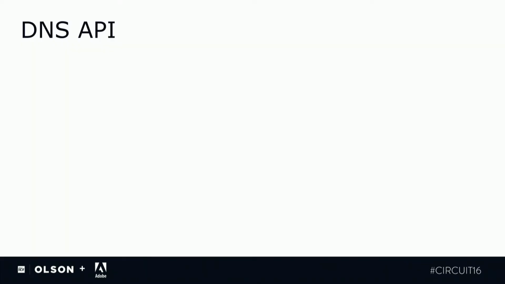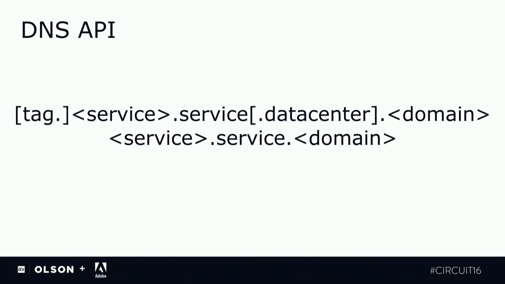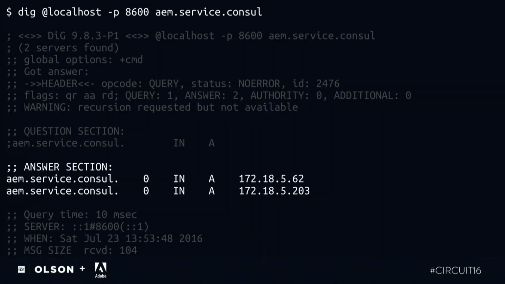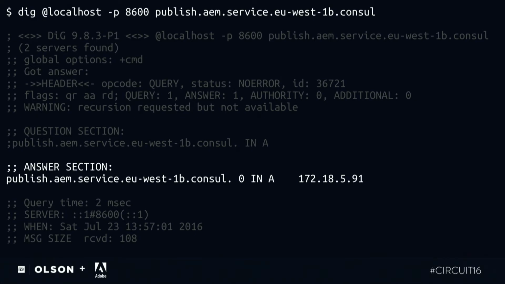The more interesting part of Consul is its DNS API, which has a pattern of a domain name that you can use to start searching for various services. It may look quite complicated, but in fact, it's really simple. Here's a more simplified version. You just send a DNS query like, give me all AM instances, or give me the first AM publish instance, or give me all publish instances in the EU West 1B zone. And you get a bunch of IP addresses as a response.